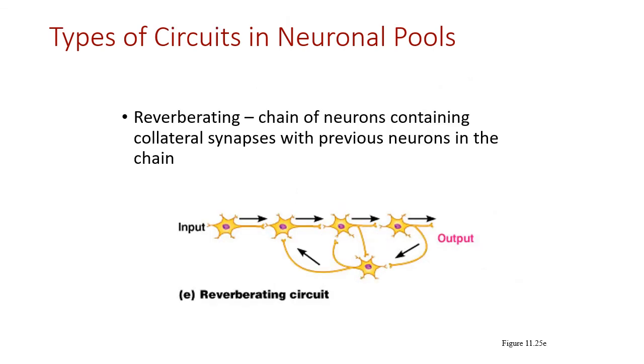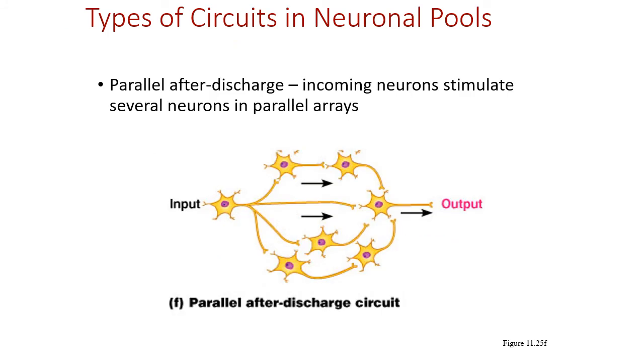Reverberating pools basically feed back on themselves. And so reverberating pools are going to be kind of like a positive feedback loop in a sense. We have to get rid of that initial stimulus in order for a reverberating neuron to turn off, and to turn off that pool itself. We're going to have parallel after discharge. And so here we have, again, a single piece of information that comes in. It sends its information out to a whole bunch of different places. And then we have a single output, a single answer to the question itself in a sense.